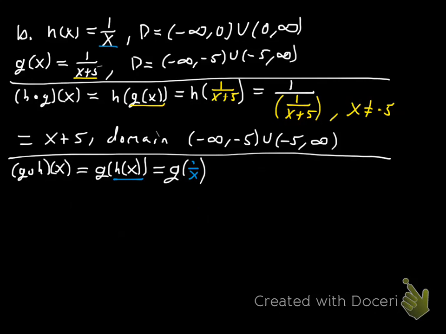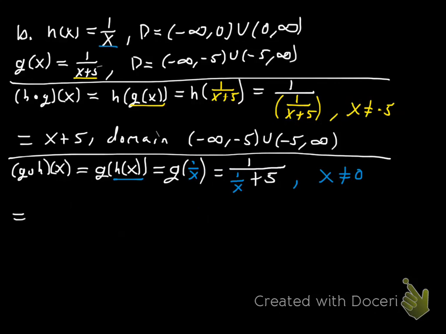G is going to take your input, add 1 to it, and then take the reciprocal. I'm sorry, it's going to add 5. So it adds 5 to its input and then takes the reciprocal. Now we're coming from h's domain, and h couldn't be 0. So we're going to make that mention right here.